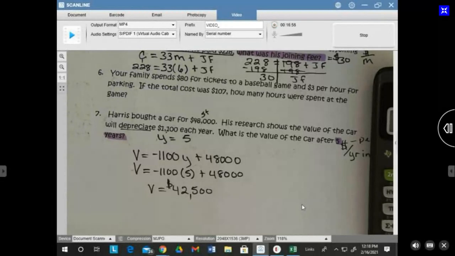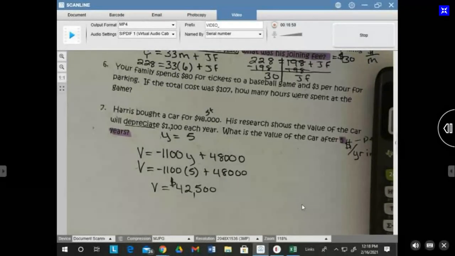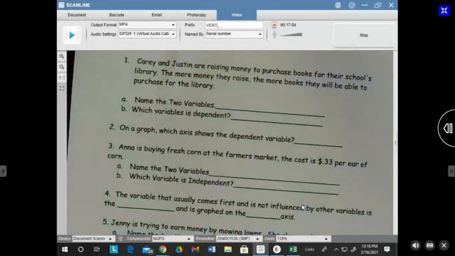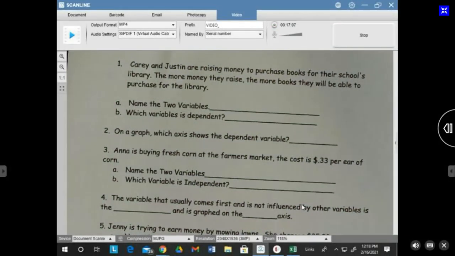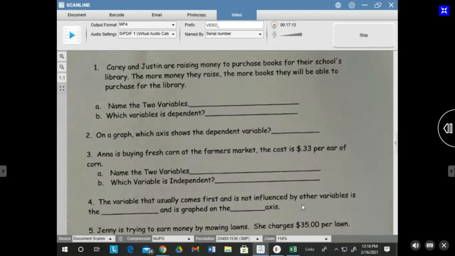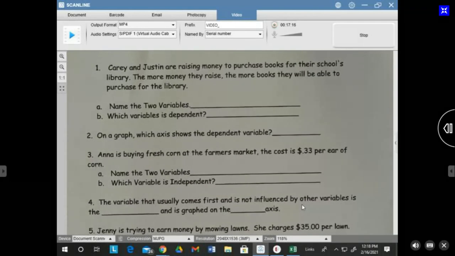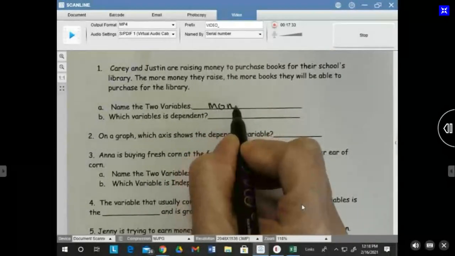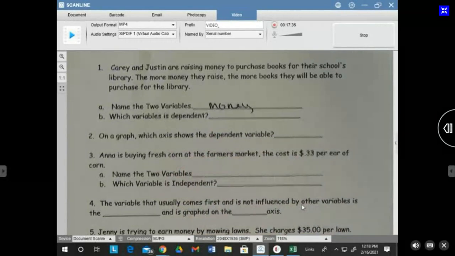All right, let's look at your other paper that you have all of this stuff. 3 things we're going to work on this week to get ready for our test on Thursday. Carrie and Justin are raising money to purchase books for school library. The more money they raise, the more books they will be able to purchase. What are my 2 things that are changing? What are the 2 things that have a measurement? Money, okay. That's one thing. Does the money gonna change anything?